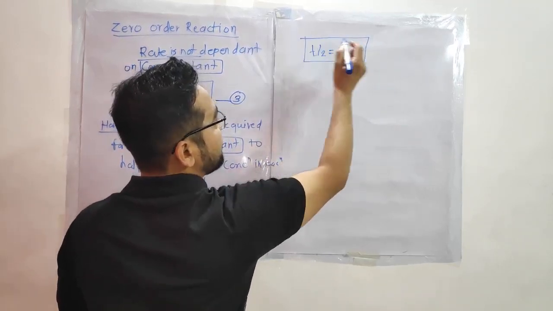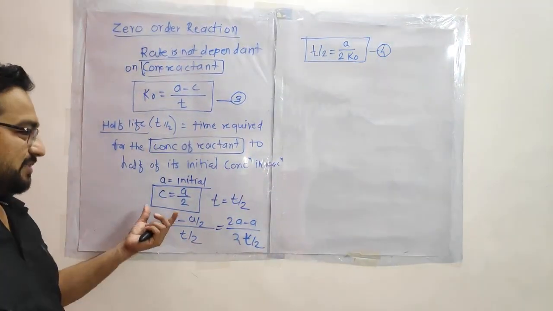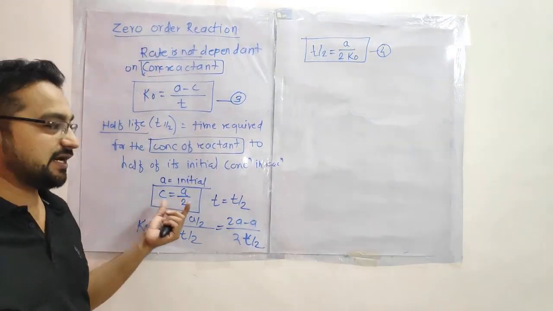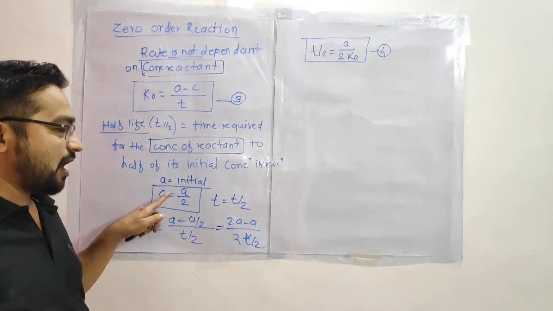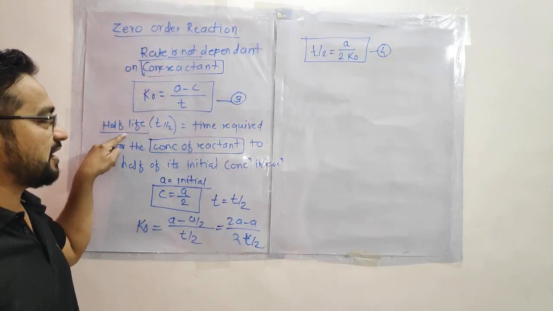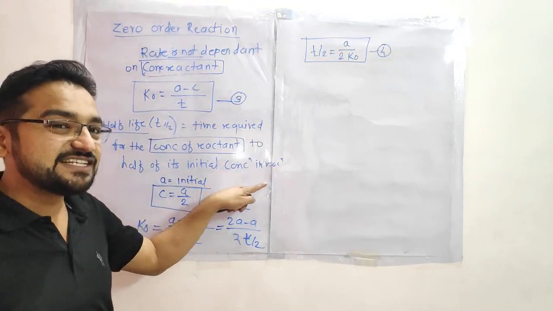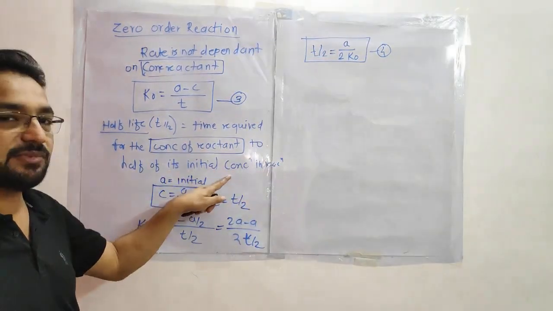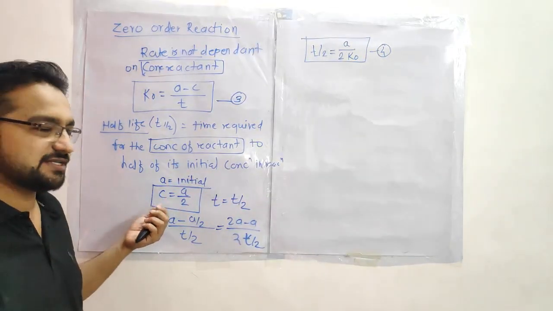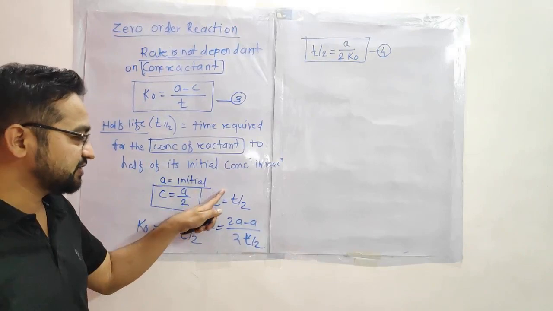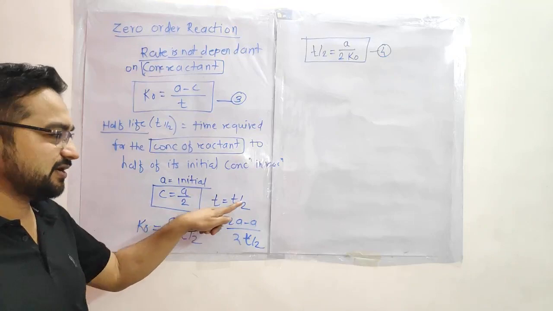So this is the half-life equation. What are the simple steps? C is nothing but the concentration at t half. T half means your concentration is decreasing to half of its initial concentration. So your definition of half-life is the time required for the concentration of reactant to reach half of its initial concentration in a reaction. Remember this definition, it will be required for further orders of reaction also, first order and second order also. Let us assume that A is your initial concentration, so C will become A by 2, half of its initial concentration. So time will be T half.